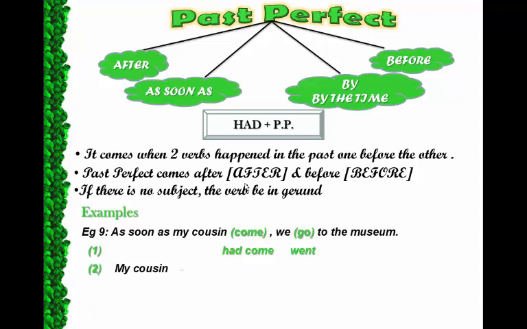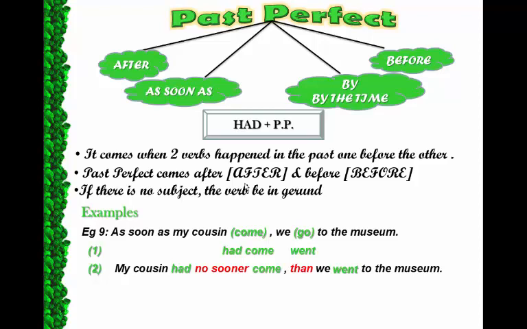Another way of forming the sentence, my cousin had no sooner come than we went to the museum. No sooner here means as soon as he had come. Notice here the verb is in the past perfect also. It consists of had and come, and no sooner is in between the two parts of the verb.